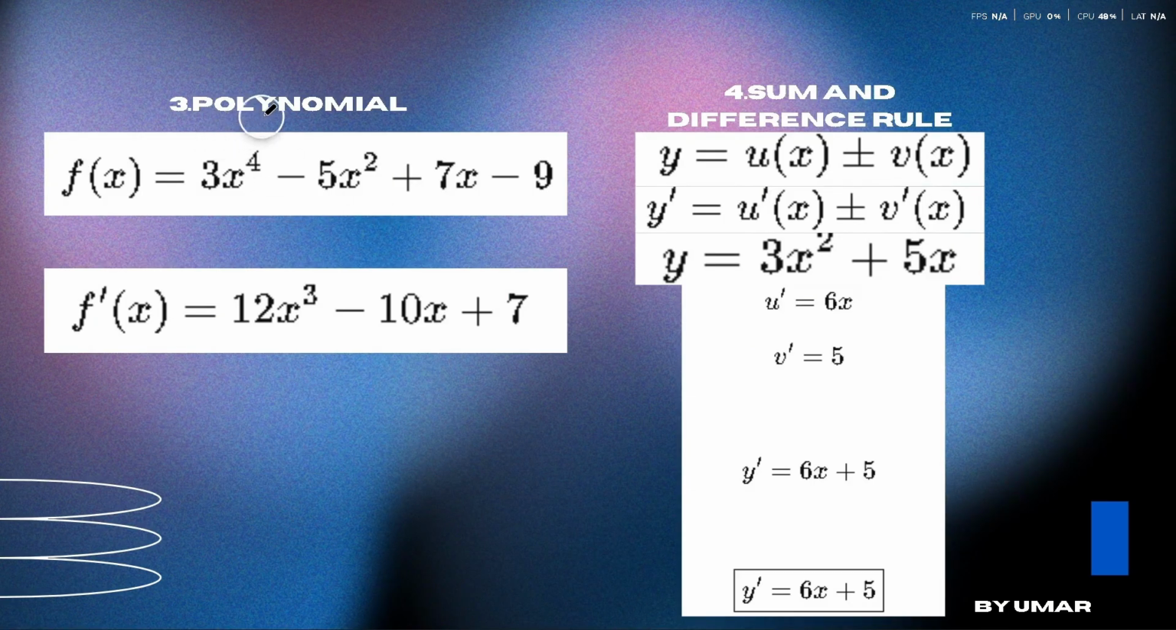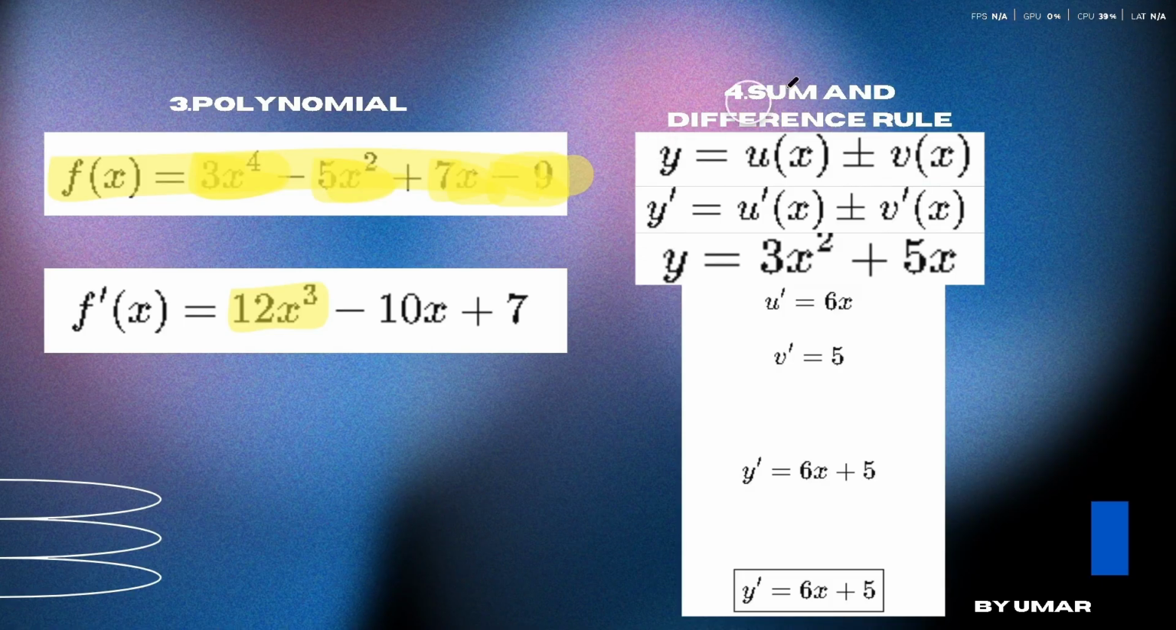Number 3 is polynomial. Polynomial is similar to number 2, which is power, but in the power rule there is only one term. In polynomial, there is a bunch of different terms in one function. So polynomial is differentiated term by term using the power rule. If we differentiate 3x to the power of 4, we will get 12x to the power of 3. And if we differentiate negative 5x to the power of 2, we will get negative 10x. And then plus 7x differentiated is plus 7, and negative 9 is 0.